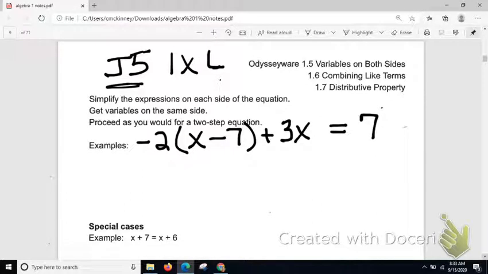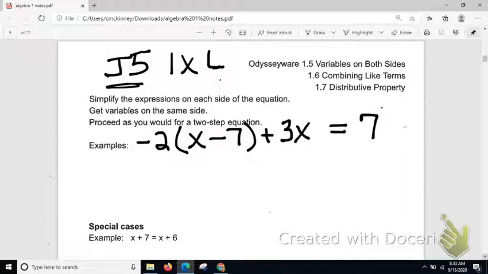So it may be obvious to you that you can't use the shortcut because the -2 doesn't divide into the 7. But also, there's this extra stuff outside the parentheses besides the -2. So you cannot use the shortcut. You would want to simplify what you can on the left.